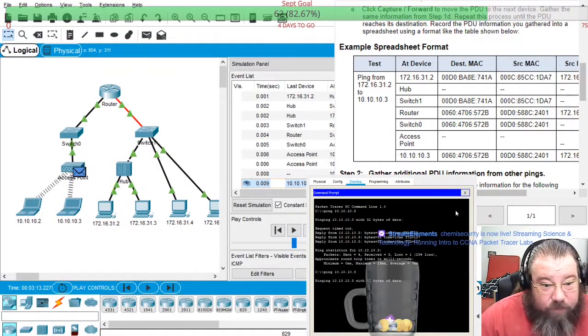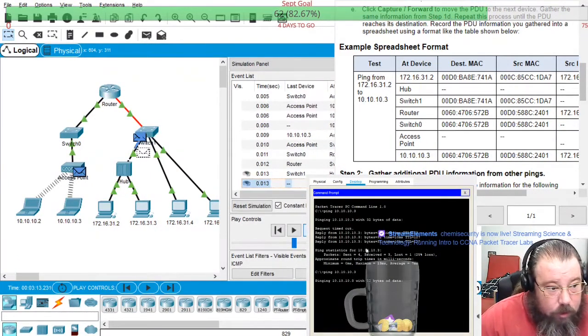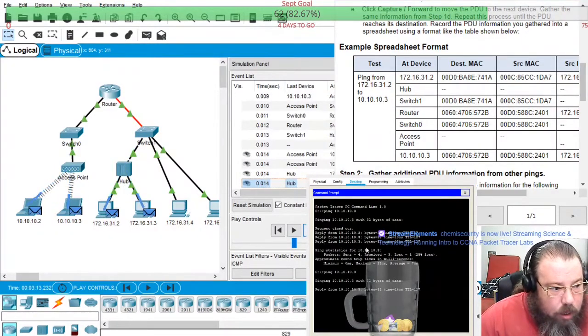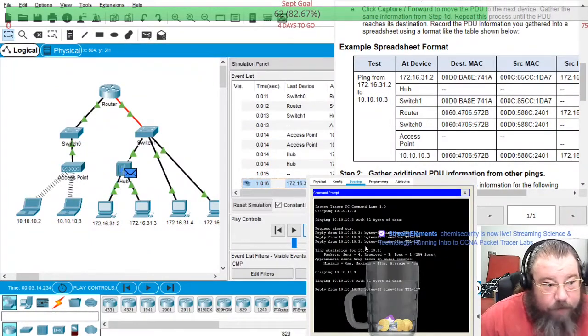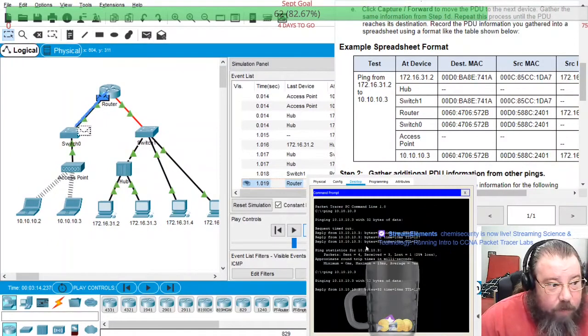Notice that the IPs have flipped and so have the MAC addresses. Access point to switch. Switch to router. Router to switch 1. Switch 1 to the hub. And then it's going to send a second ping. And it's going to repeat that entire process again.